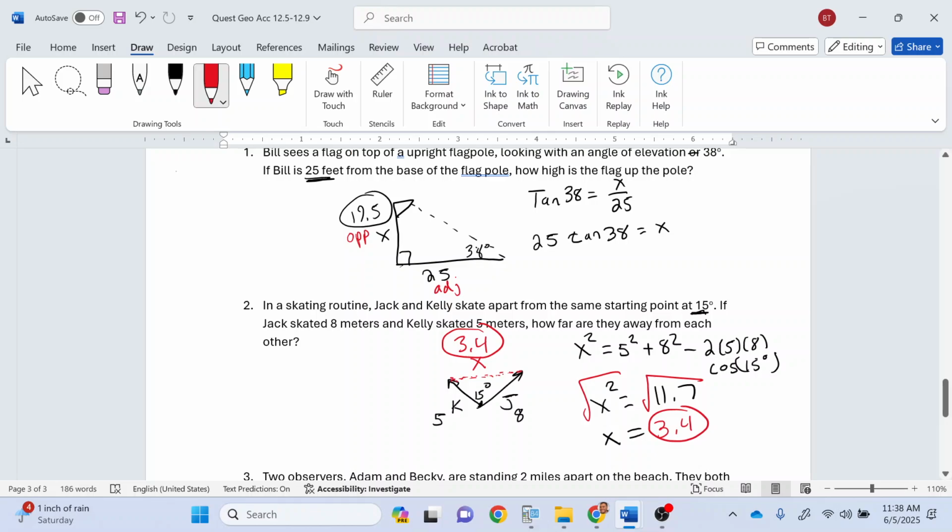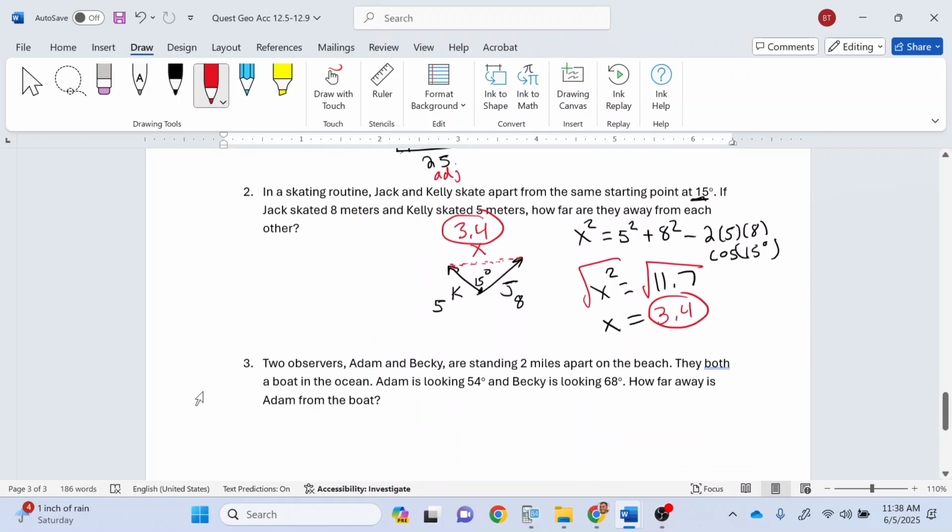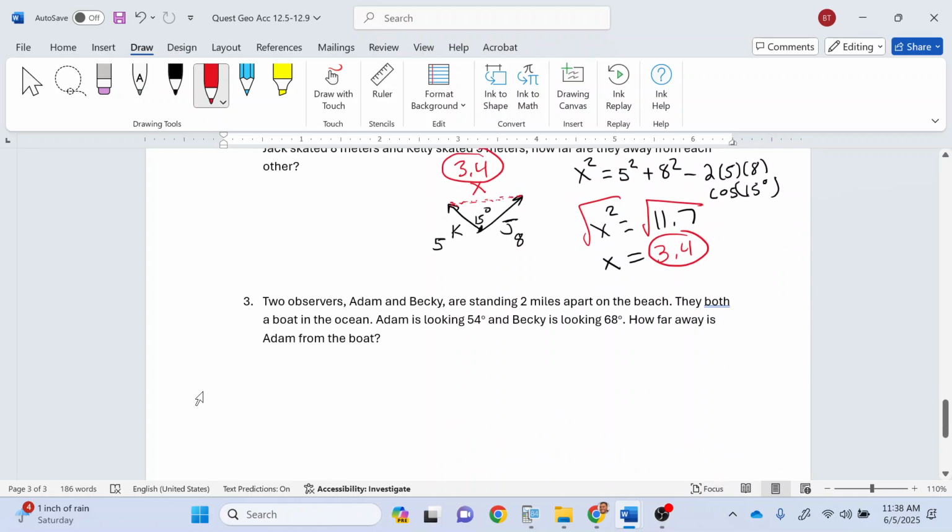Let's talk about number 3. Two observers, Adam and Becky, are standing 2 miles apart from each other. So the only thing I know is Adam and Becky are 2 miles apart, so there's 2 miles distance between them. They're both looking at a boat in the ocean. Adam is looking at some boat out here. So, little boat.